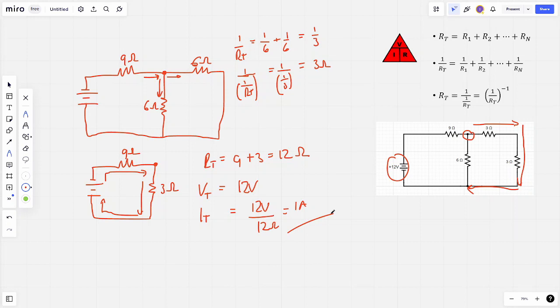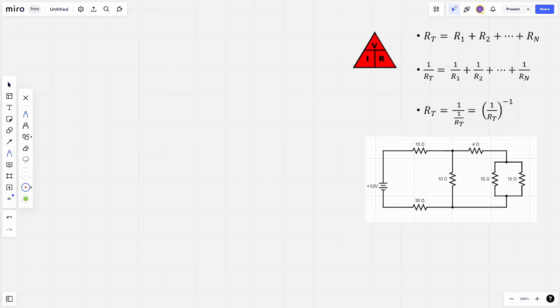So hopefully that's made sense. If not, let's try another example. So welcome back to another example. In this case, we've got another branch added within our existing circuit.